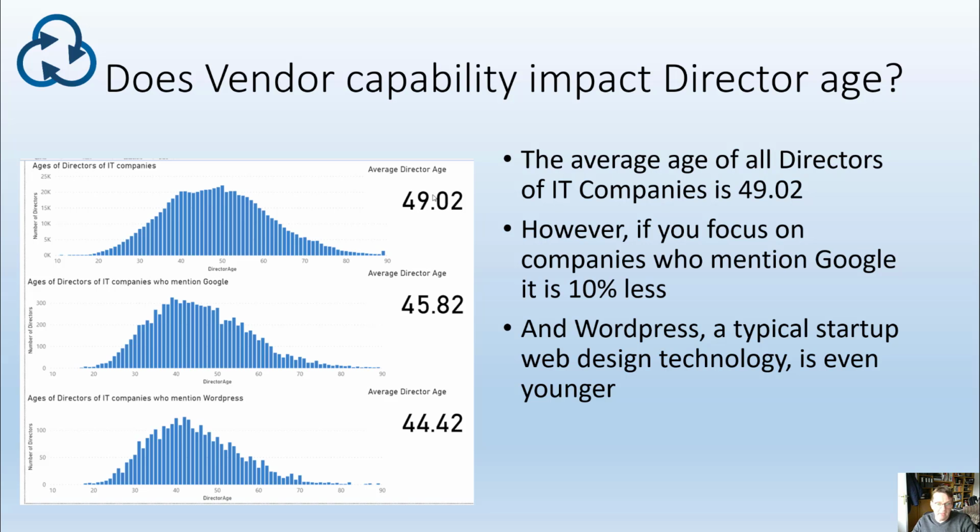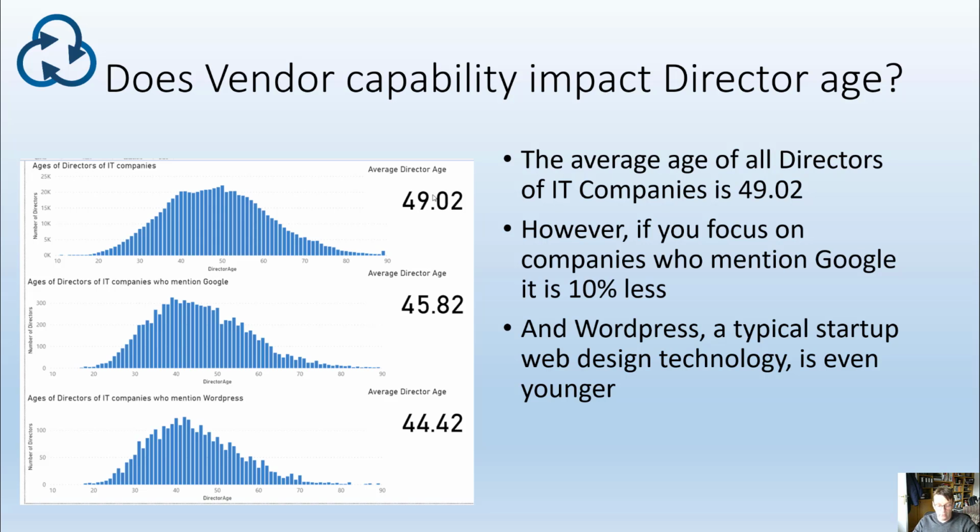So average director age, 49 years old. Average age of people who mentioned Google, 45 years old. Average age of companies who mentioned WordPress, 44 years old. Now, there's only so far you can take this, and just mentioning a company on your website, rather than diving into the detail of partnerships, etc., is an indicator of something, but nothing too detailed.